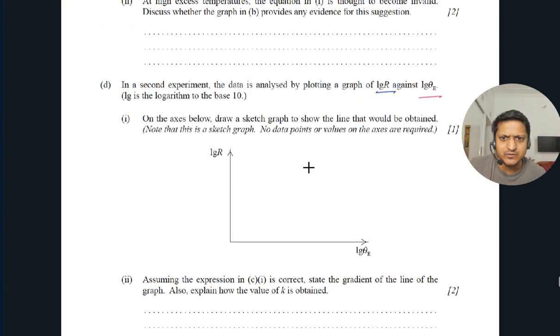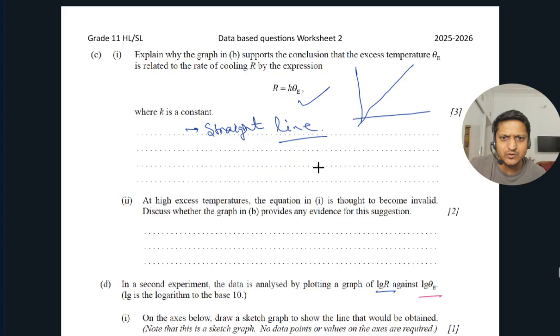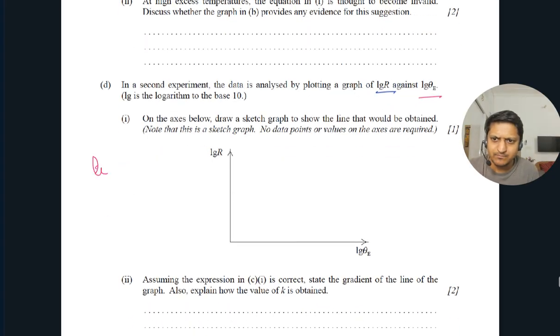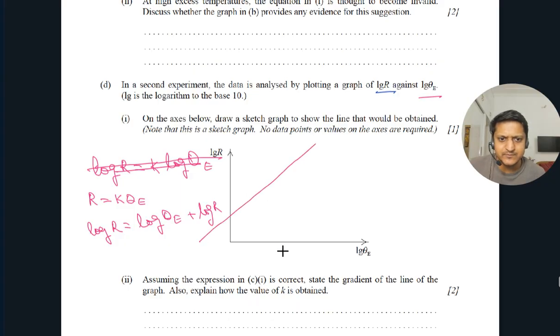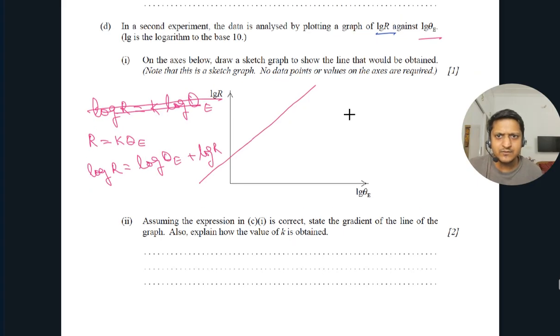Okay, so we have this equation. Oh, sorry, not the log. R equals k theta E. So when we take the log, it will become log R equals log k plus log theta E. So it would be like this.